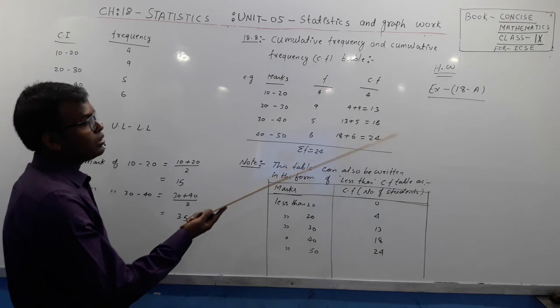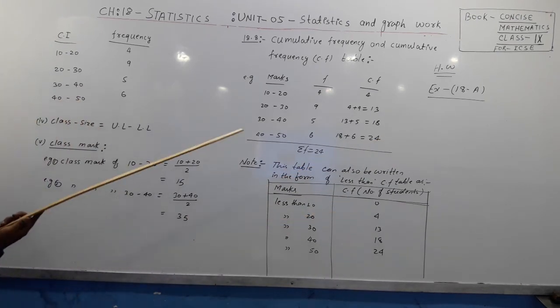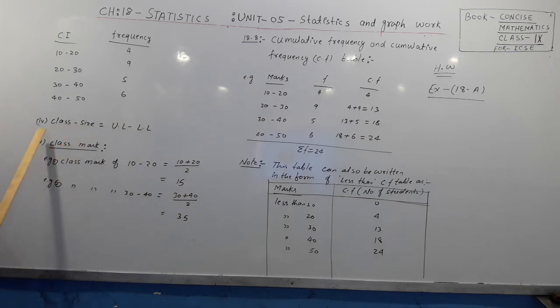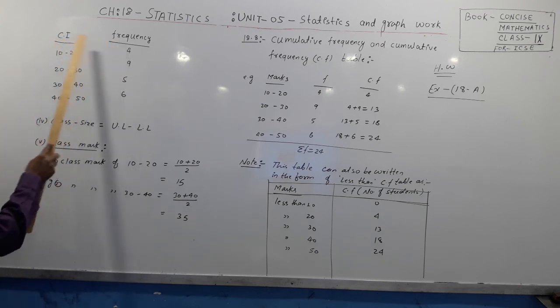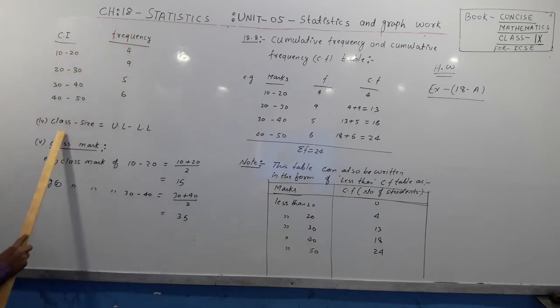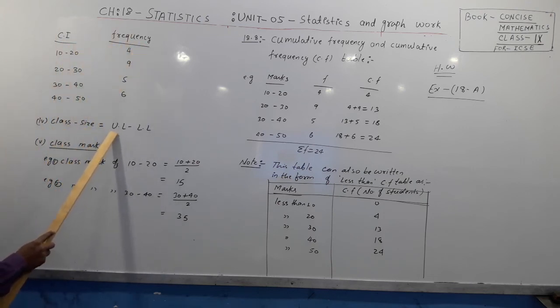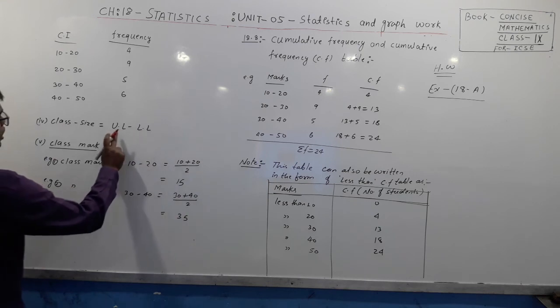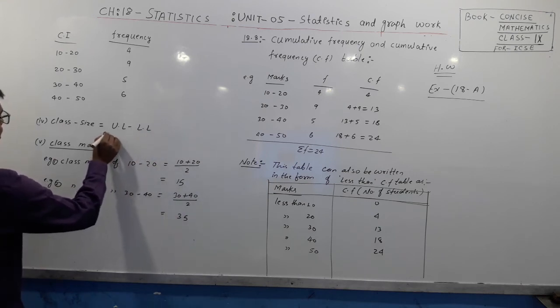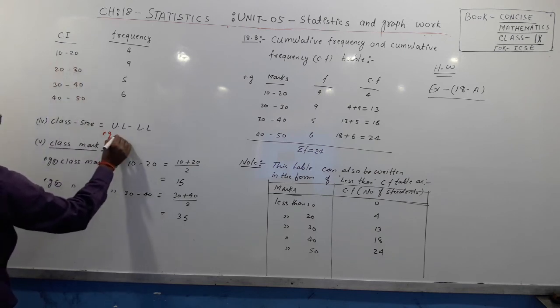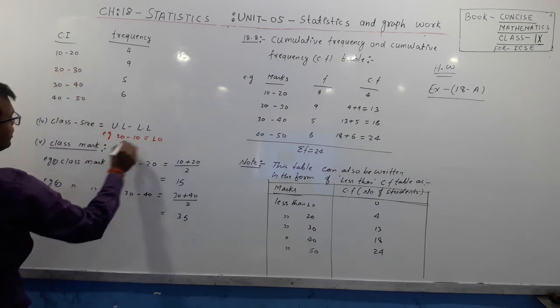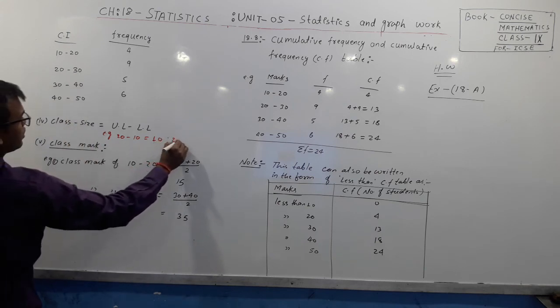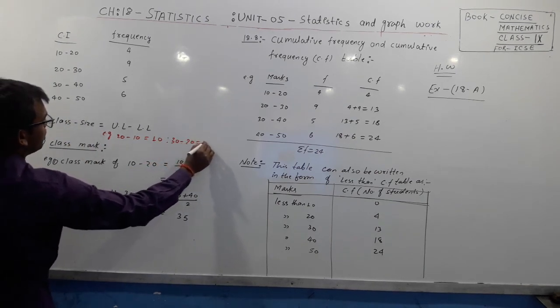After the last topic, some topics are left. The first one is how to find class size. See, this is one example. Here are the class intervals and corresponding frequencies. To find the class size: class size is equal to upper limit minus lower limit. As per the example, 20 minus 10 is equal to 10. Similarly, 30 minus 20 is equal to 10.